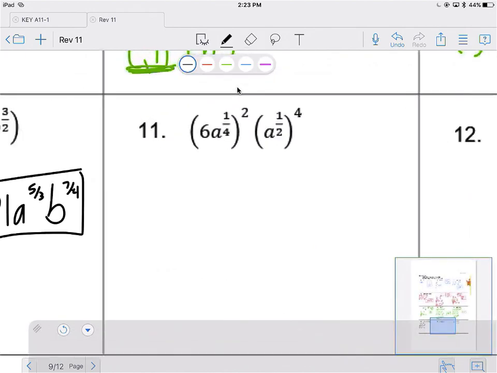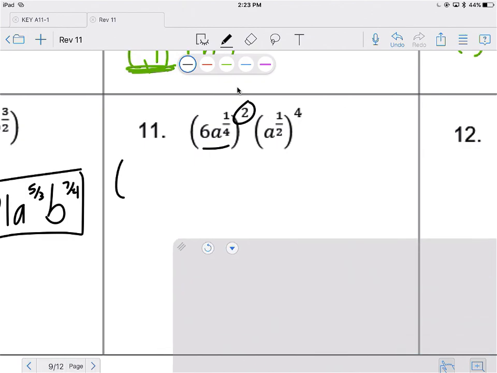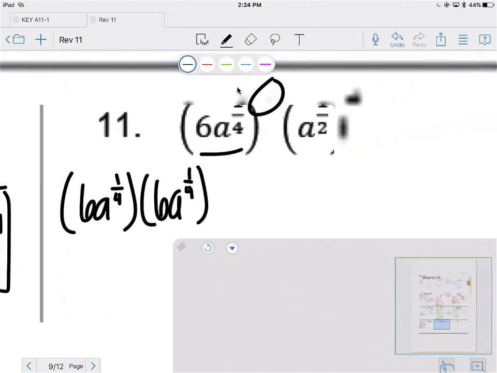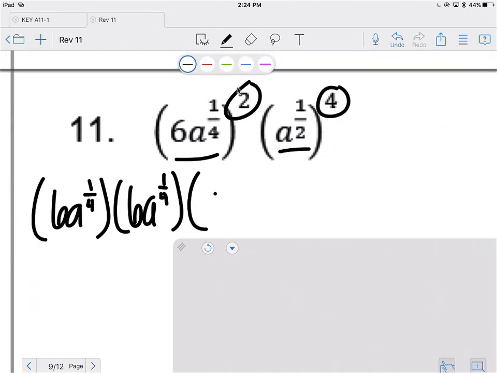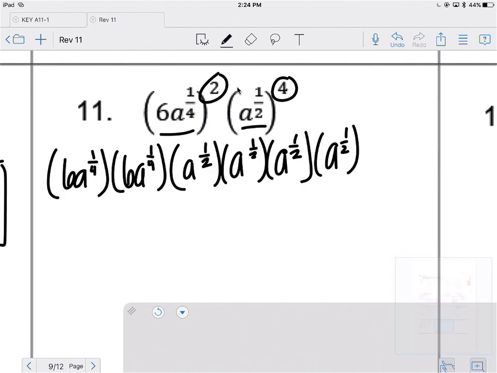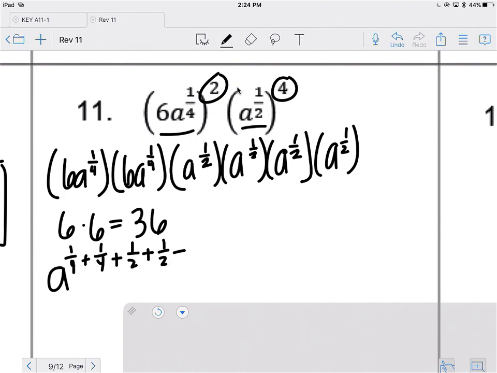Problem 11, I have a product rule, so I'm going to write this many times. 6A to the 1/4, 6A to the 1/4, and then I'm going to write this many times. And now it becomes a normal multiplication problem. 6 times 6 is 36. And then I have A to the 1/4 plus 1/4 plus 1/2 plus 1/2 plus 1/2 plus 1/2.